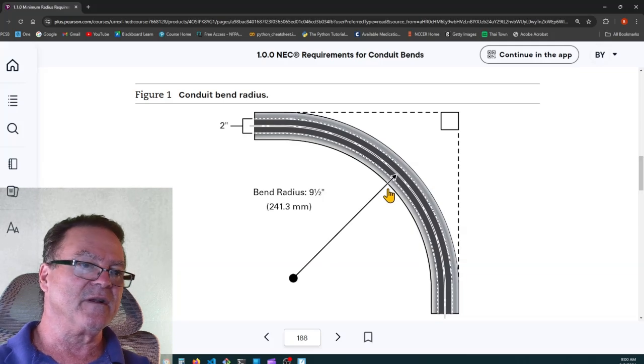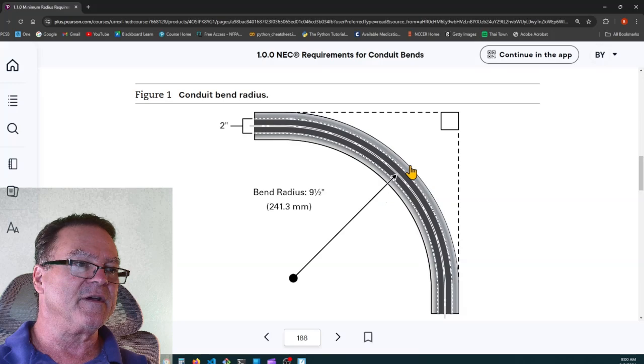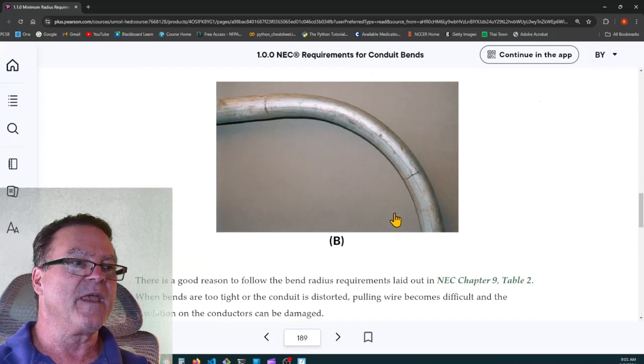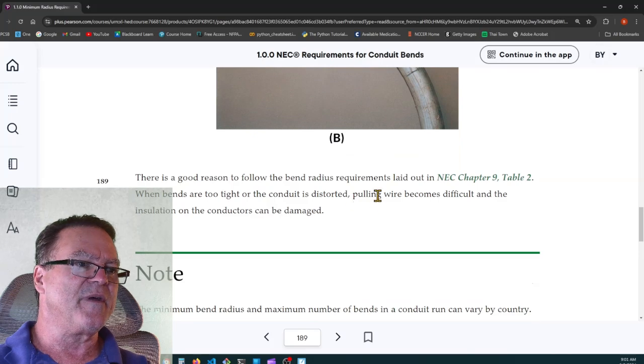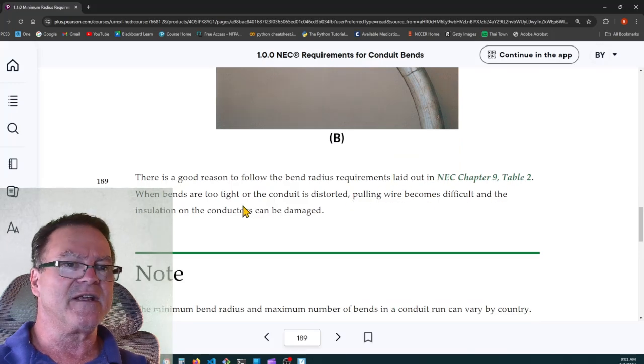The conduit is metal, it's malleable, and as we bend it, as we coin that bend, we will stretch the metal over here, and we will compress the metal on the inside of the bend. So we always measure to the center line of the pipe. There's a nice 90-degree bend in what appears to be 1.5-inch conduit, just looking at it. There's good reason to follow the bend radius requirements laid out in Chapter 9, Table 2.